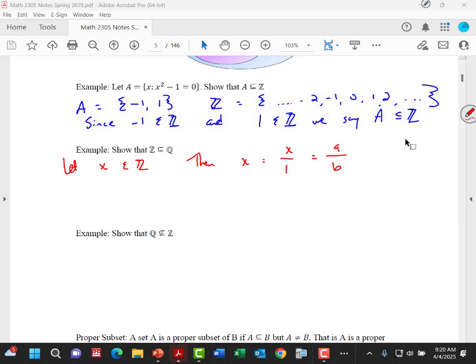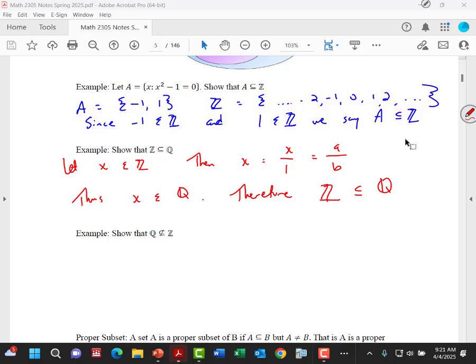And so X then is also an element of Q, or the rationals. So therefore, I can say that set Z is a subset of set Q. Another way that I would simply say this is that every integer is also a rational number, because I can write every integer as a ratio of two whole numbers. It's simply just divided by 1.